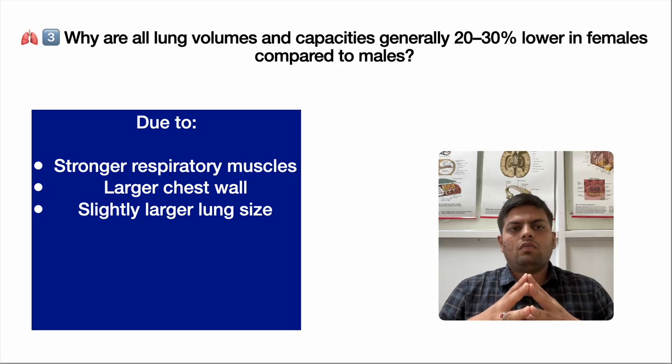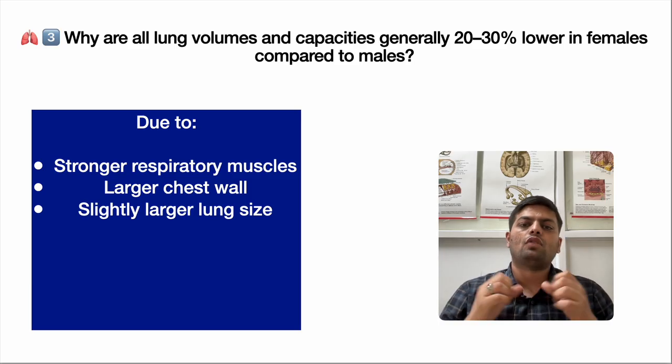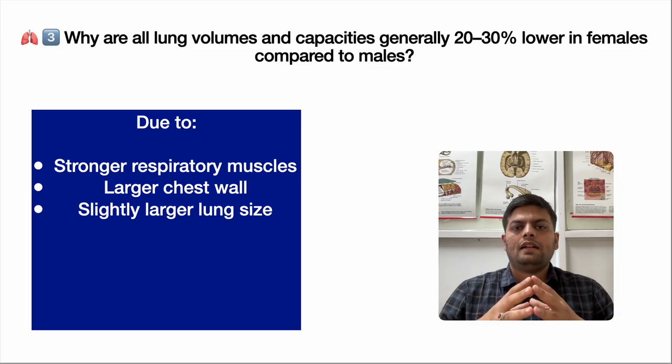The third question is, why are all lung volumes and capacities generally 20 to 30% lower in females as compared to males? This is because evolutionarily males have been physically more active. That is the reason their respiratory muscles are stronger as compared to females. Their chest walls are also larger and of course their lung sizes are also larger as compared to females. All these factors contribute to increased lung volume and capacities in males.